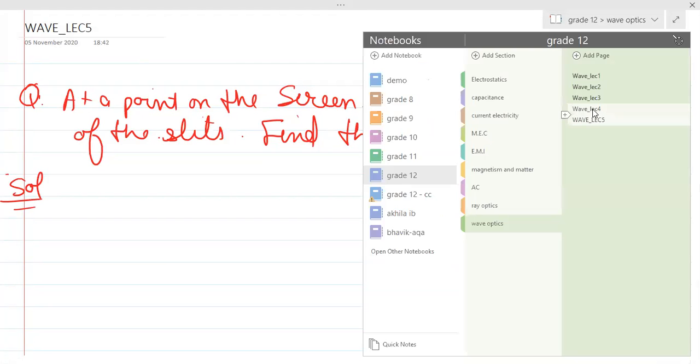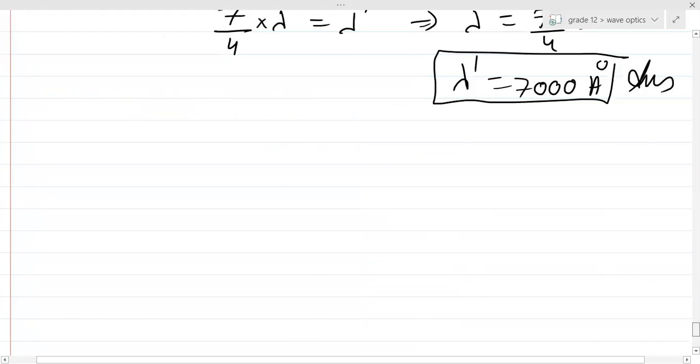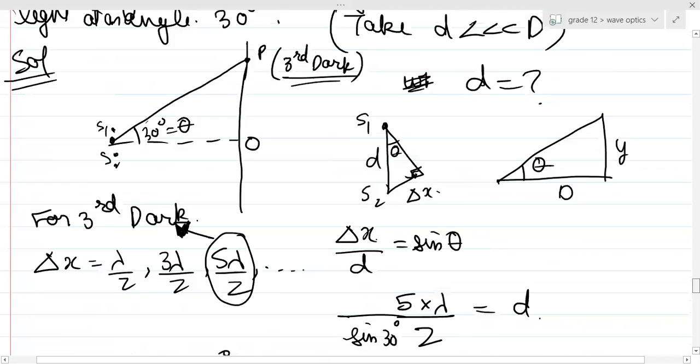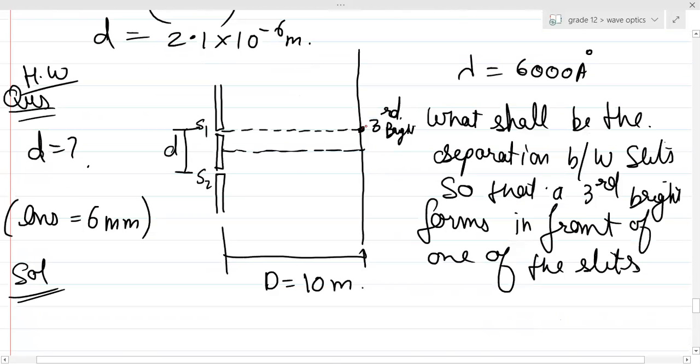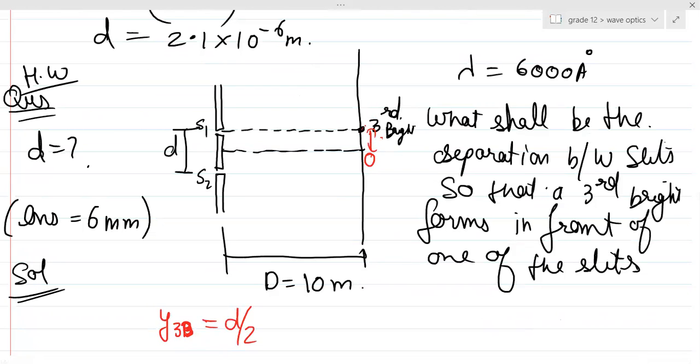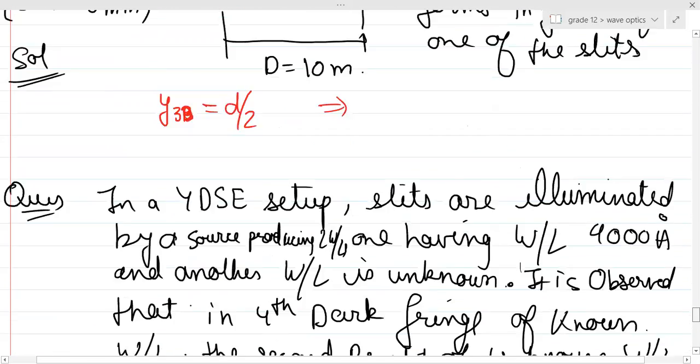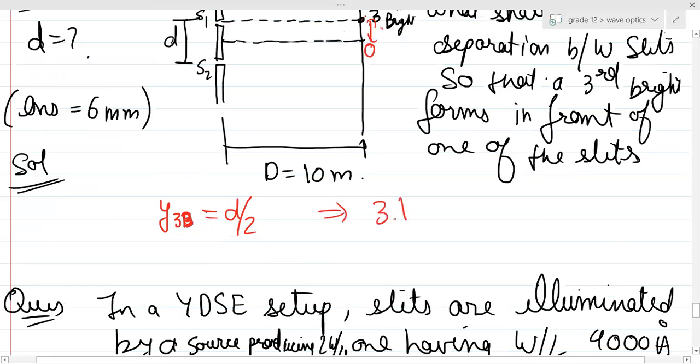Guys, I gave you one or two questions in the last class as homework. We wanted a third bright fringe to form at this particular position. So for the third bright, can you see this distance y of third bright from the central maxima? This should be equal to d by 2. So basically this is the condition you needed to follow. So 3 lambda D by d is equal to d by 2.